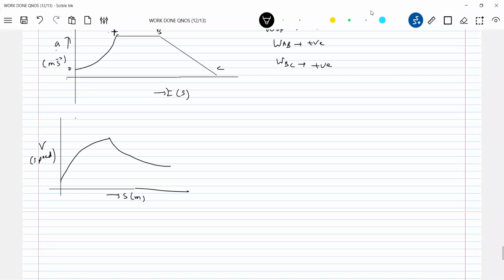There's a speed versus position graph, O, A, B. How can you say anything about work done? Speed increases, work done positive. Speed decreases, work done negative. But sir, position is there. So look at only the speed.